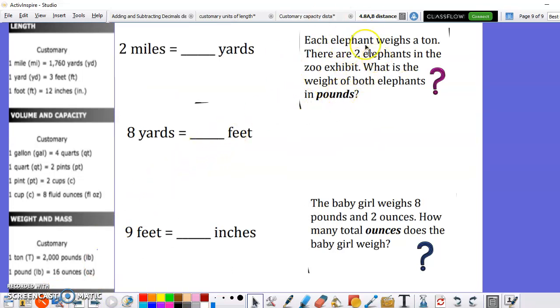Let's look right over here. We're going to look at each elephant weighs a ton. Well, how much is a ton? Oh, a ton is equal to 2,000 pounds. There are 2 elephants in the zoo exhibit. What is the weight of both elephants? So if I want to know the weight of both elephants, I need to say 2,000 pounds, because I'm looking for it in pounds, times how many elephants, times 2. So that would give me 4,000 pounds.